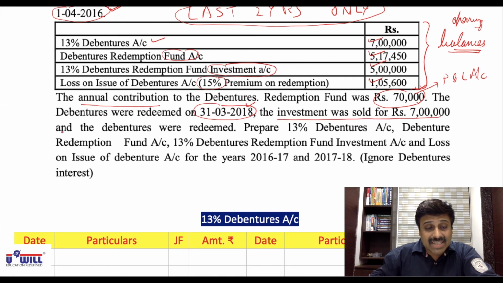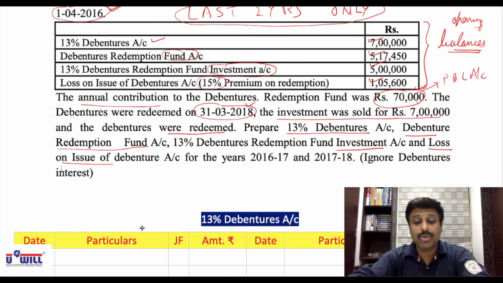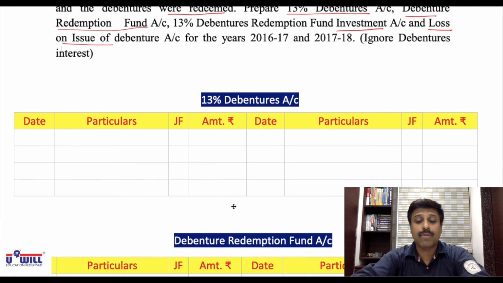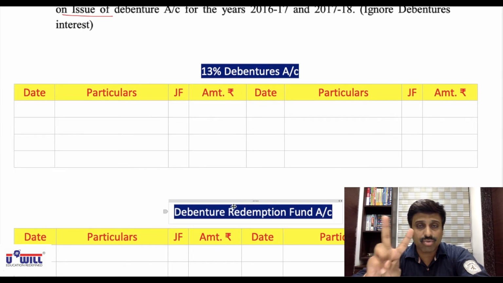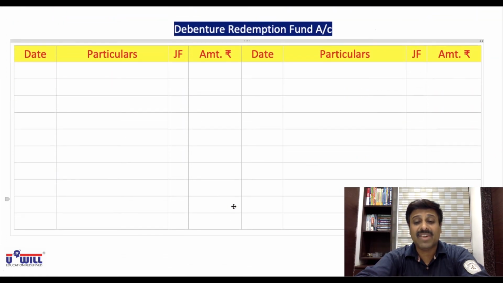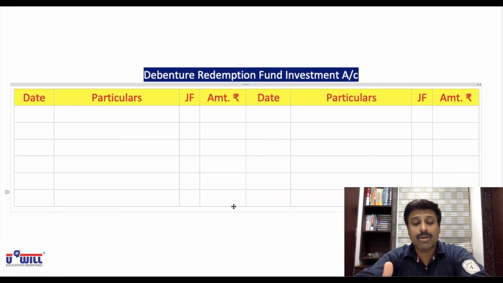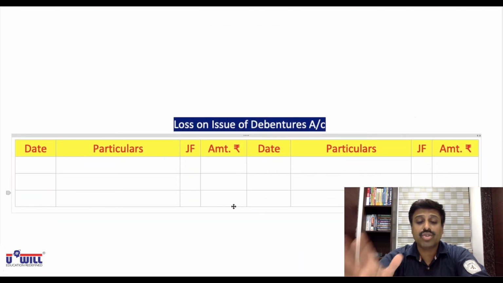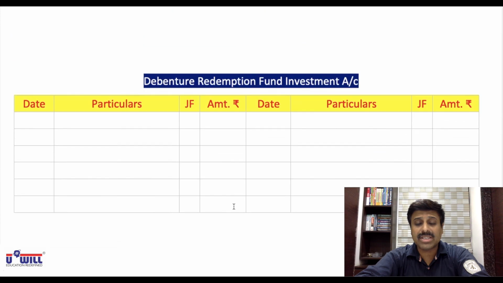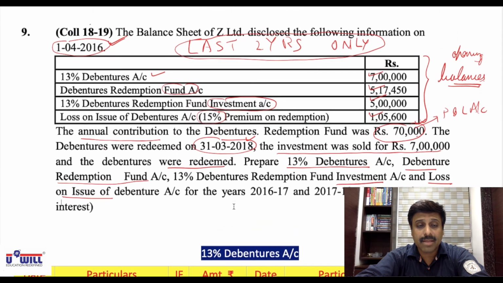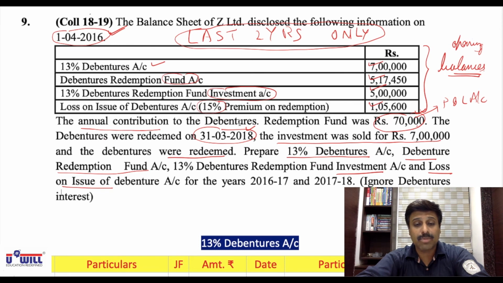Investments were sold for rupees 7 lakhs and the debentures were redeemed. Now what all do we have to make in this question? 13% debentures account, debenture redemption fund account, debenture redemption fund investment account, and loss on issue of debentures account. Make the debentures account around 4-5 lines only, because only the last 2 years entries are to be done. Debenture redemption fund account around half a page, not 1 page. Investment account around 7-8 lines, and loss on issue of debentures account around 3 to 4 lines. Pause the video and make these small formats only.